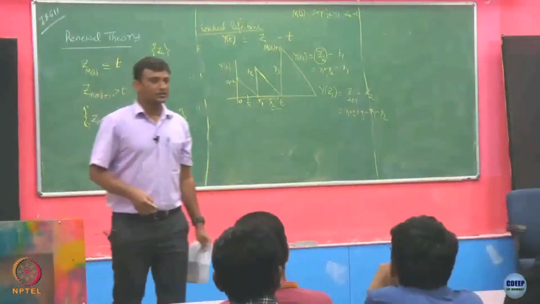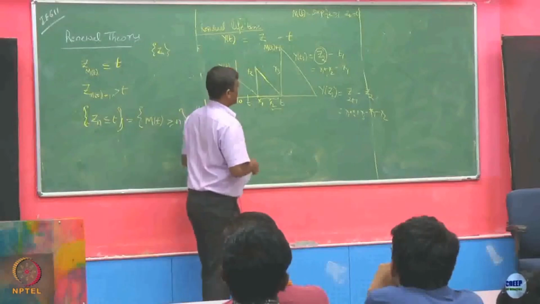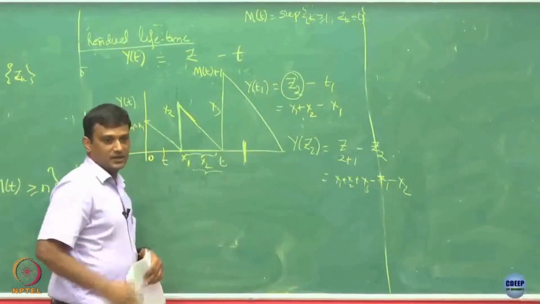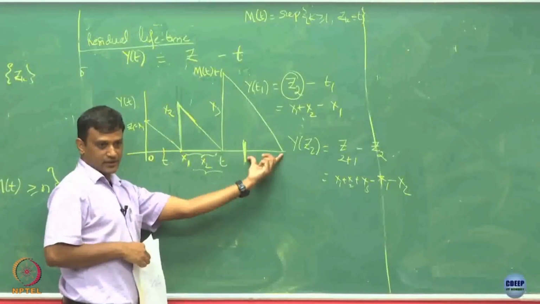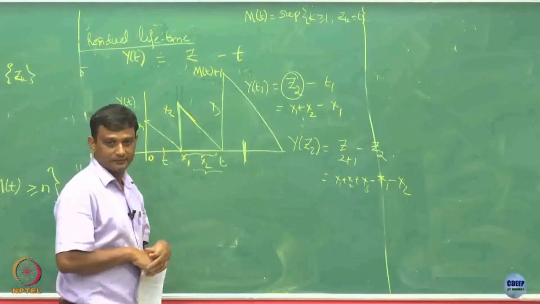So basically this function Y(t) is going to capture, if you say, tell me what is the time, at this time this function defines how much more life is remaining. That is why it is called residual lifetime.